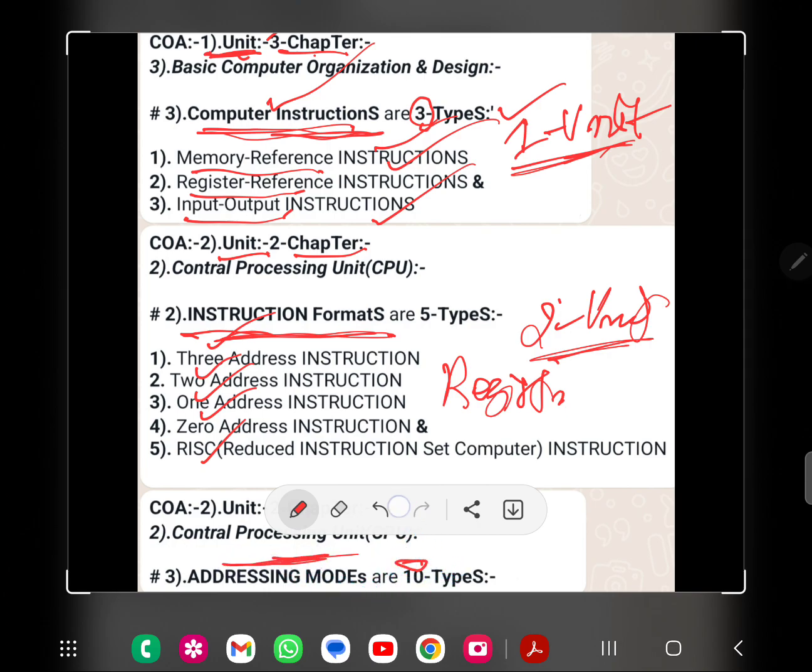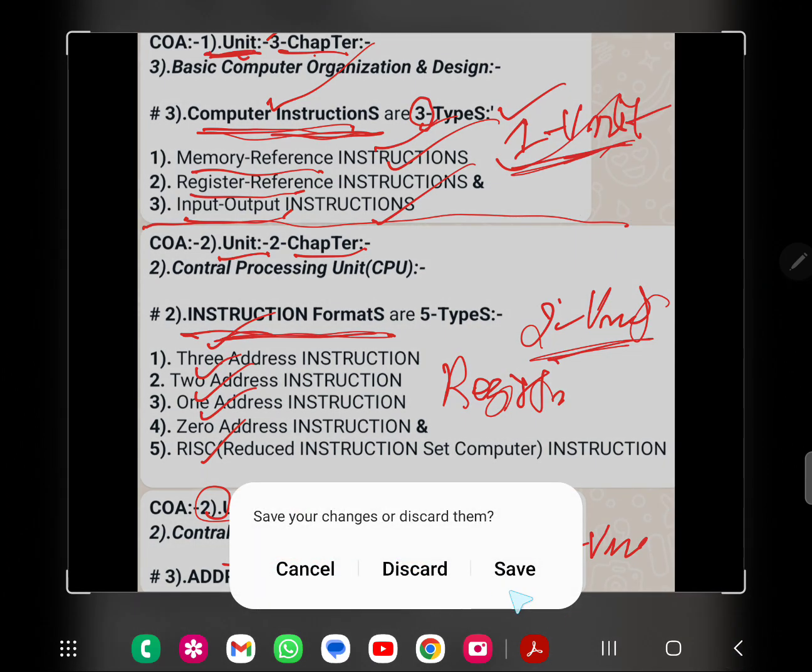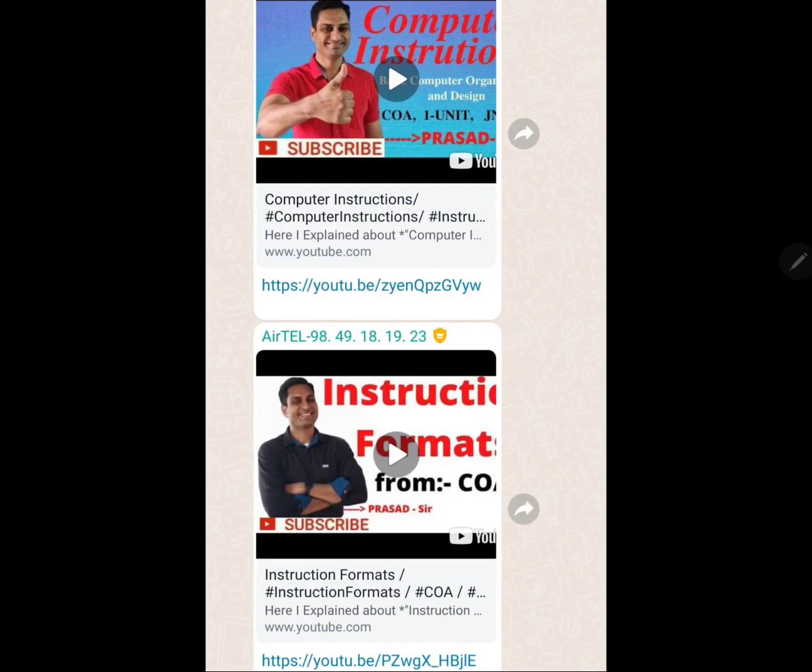This is of 10 types. This is the topic from second unit also, but the third topic, right? These are 3 questions. See here. This is from first unit, computer instruction, and second unit, instruction format. Now we are going to discuss second unit, third topic, that is addressing modes, right? Very simple. I will show you that YouTube thumbnail also. See here, already shot that one.